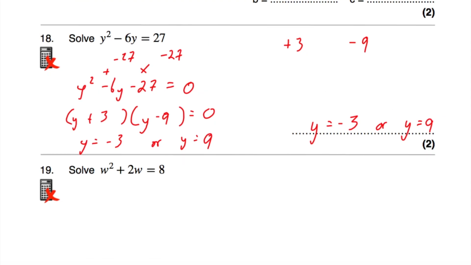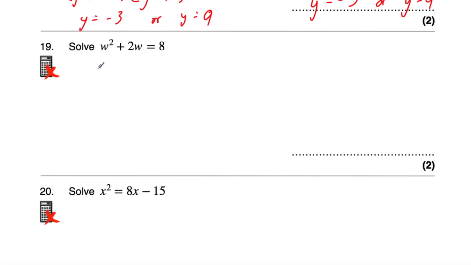Okay, let's look at our next question, question number 19. Okay, so question number 19, we've been asked to solve w squared plus 2w equals 8. So again, this doesn't equal 0. So let's take away 8 from both sides of the equation. In terms of the left-hand side, we're going to have w squared plus 2w and then minus 8. And the right-hand side of the equation, we've got 0 because we're taking away 8 to get rid of the 8. So then that will equal 0.